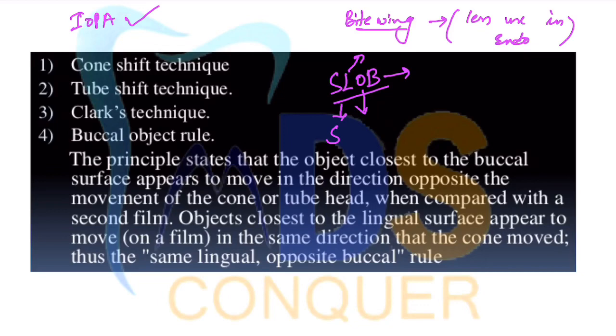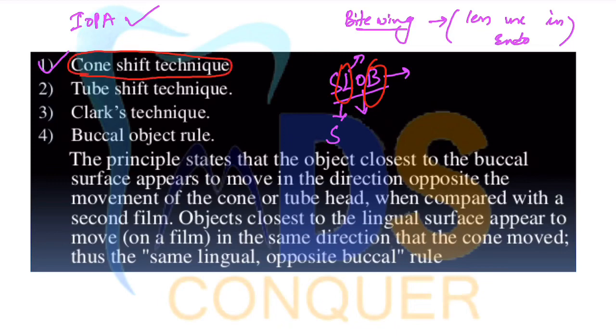And this slope rule is also called the cone shift rule, because by shifting the cone, if the object is moving to the same side, then the object will be present on the lingual side, and if the object is moving towards the opposite side, in the direction of the cone shift, then it will be present on the buccal side. That's what the cone shift technique says.